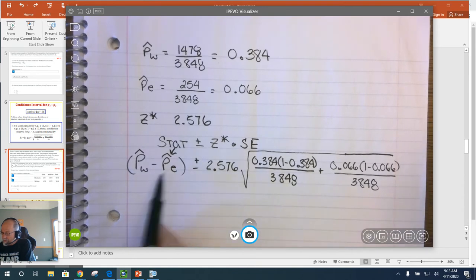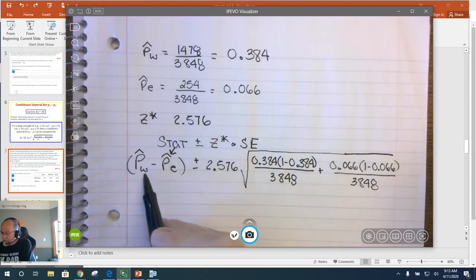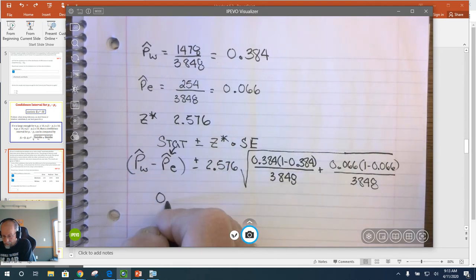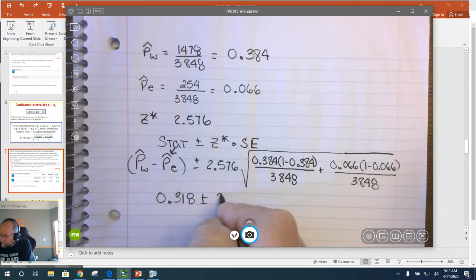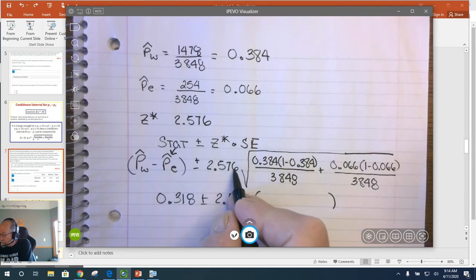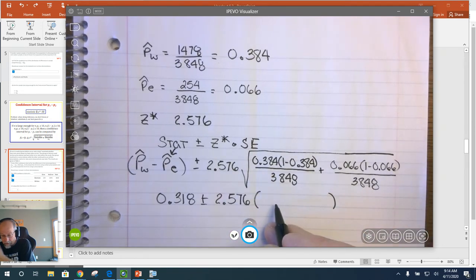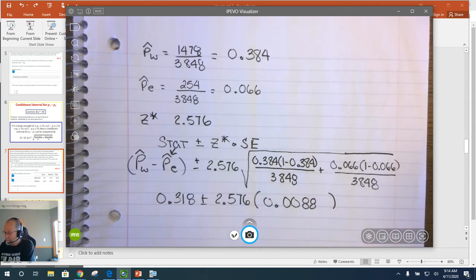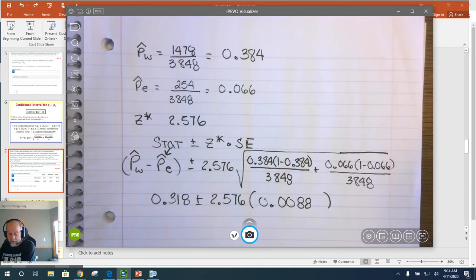Okay, so if I take p hat w minus p hat e right here, 0.318 plus and minus 2.576 times, because that's what this means when this is up against here, times, if I roughed this out just so I can show some numbers here, 0.0088. That's really my confidence interval level so far.